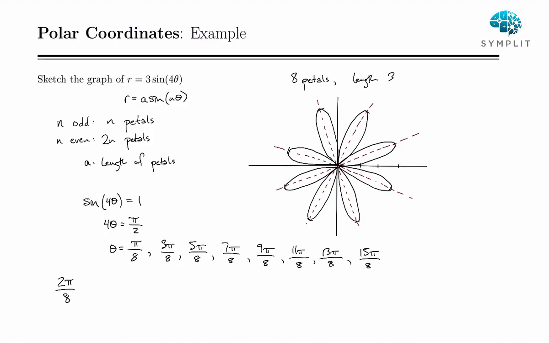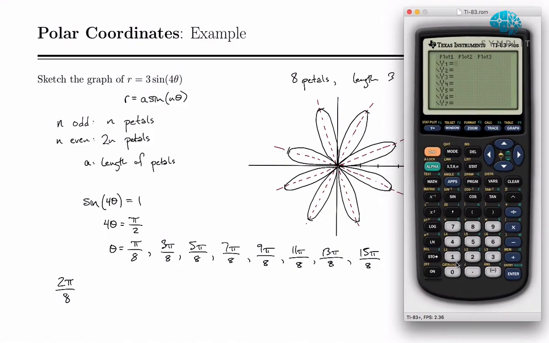Let me show you on the calculator how this works. First, let's put it in polar mode. And we have r equals 3 sine of 4 theta. And then we'll graph that. And you can see it doing all those petals. Let's go ahead and zoom in. And you can see that it traces them out in that order. But there you get your petals.